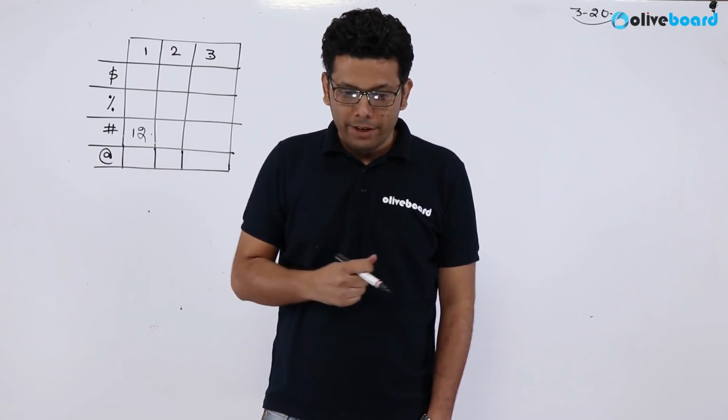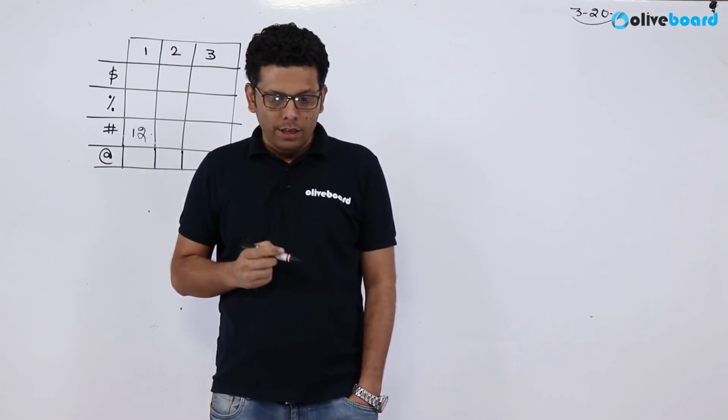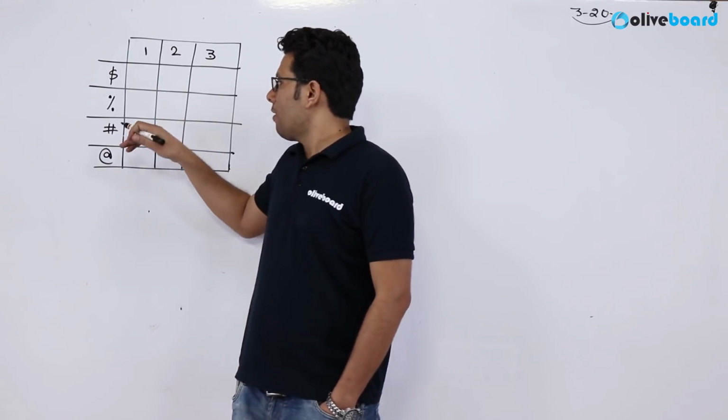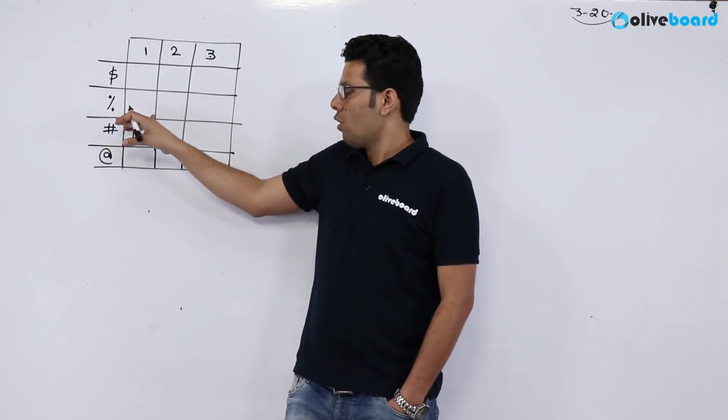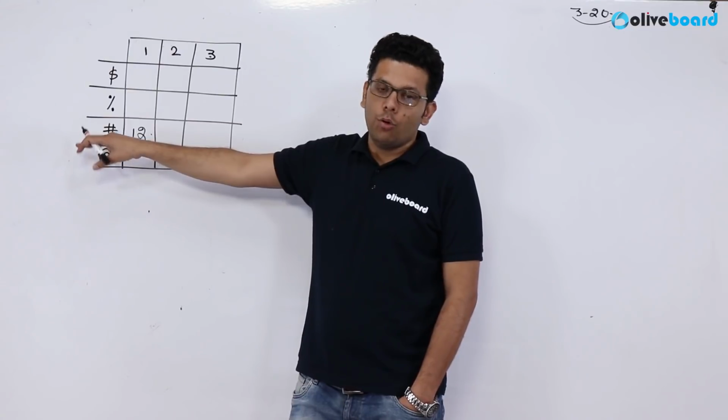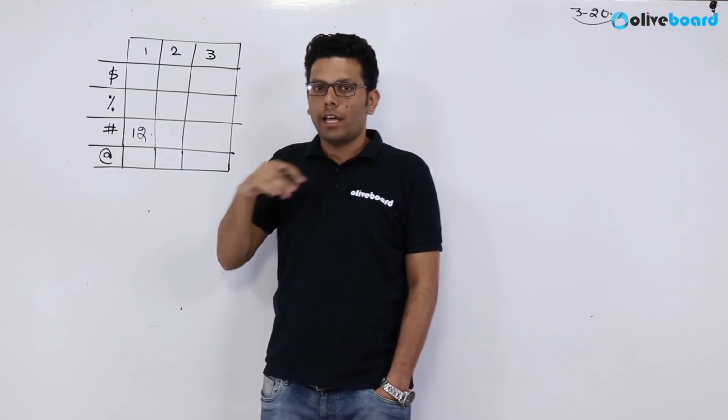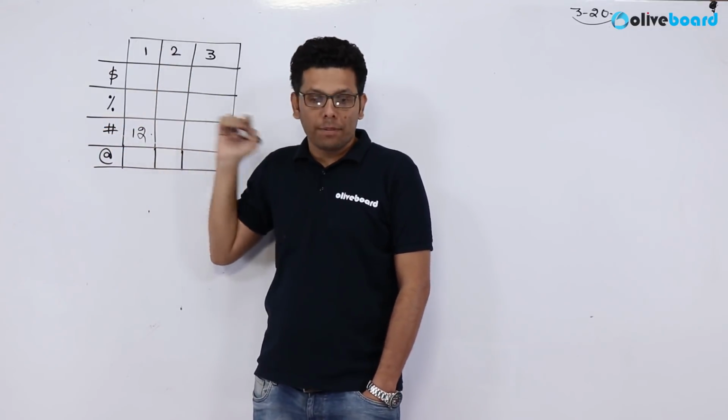So the next instruction they have given is that your first instruction, 12, has been mentioned on the first of the hashtag row. The hashtag row represents a row, and in its first position is your 12.